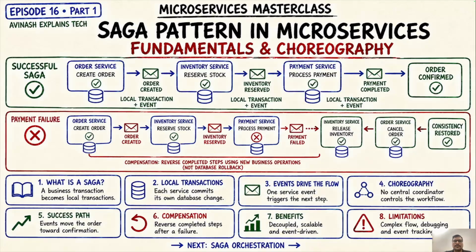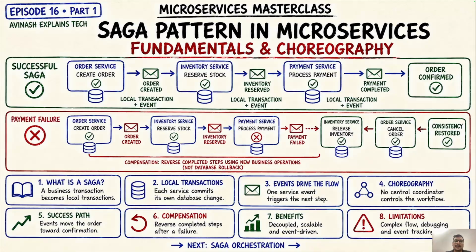When should we use choreography? Saga choreography works best when the workflow contains a small number of services, the sequence is straightforward, event relationships are easy to understand, services already communicate through events, and temporary eventual consistency is acceptable.